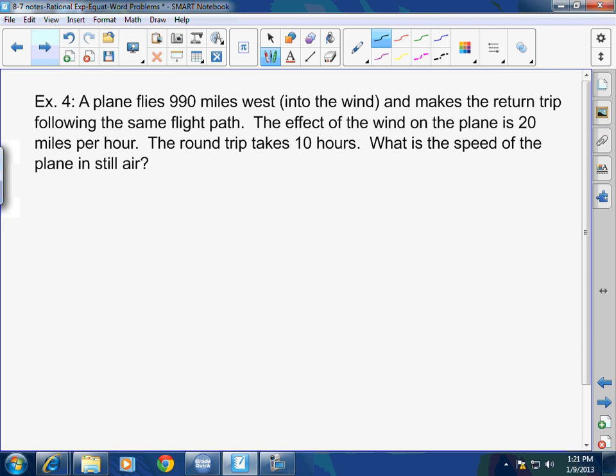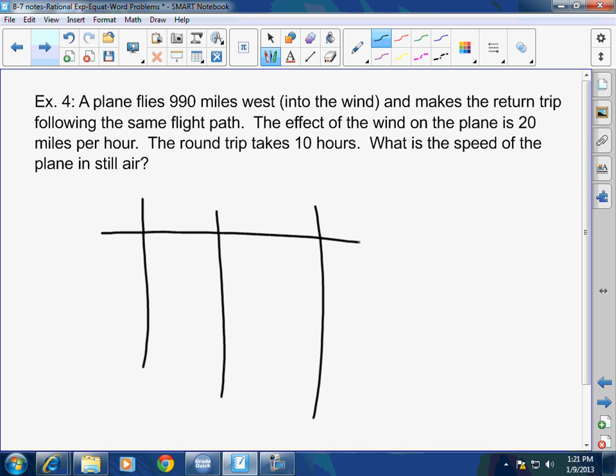Okay? All right. Now, how about this one, guys? A plane flies 990 miles west into the wind. Into the wind. Remember that. Remember we have the whole wind thing. Rate times time equals distance. And makes a return trip following the same path. The effect of the wind on the plane is 20 miles per hour. The round trip takes 10 hours. What is the speed of the plane in still air?